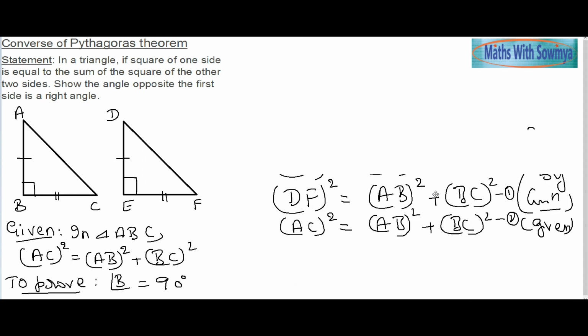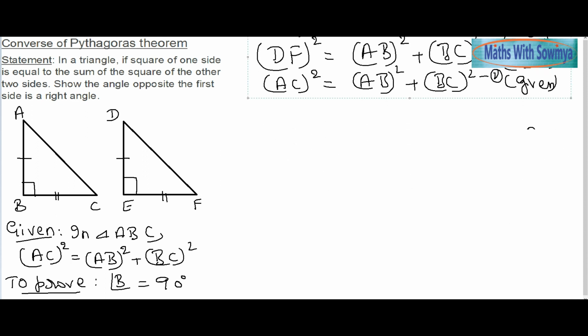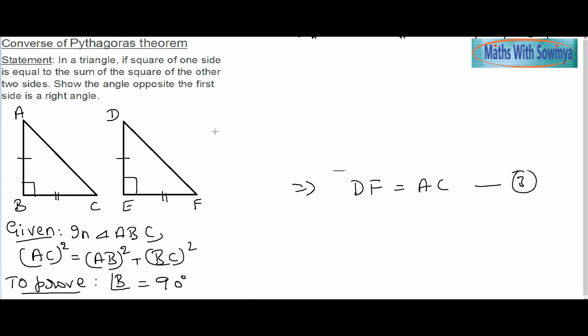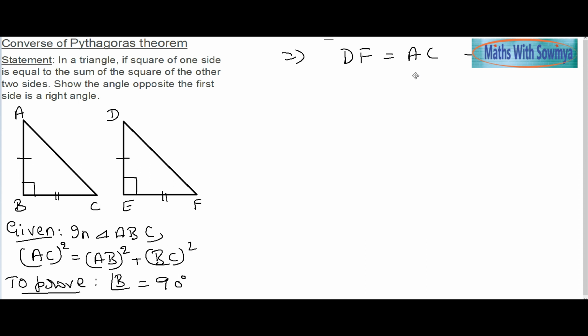From 1 and 2, DF square is equal to AC square. That means DF is equal to AC. This will be my equation 3. Now, let us take the two triangles and prove the similarity. So, we got DF and AC are equal. Now, we take the two triangles.